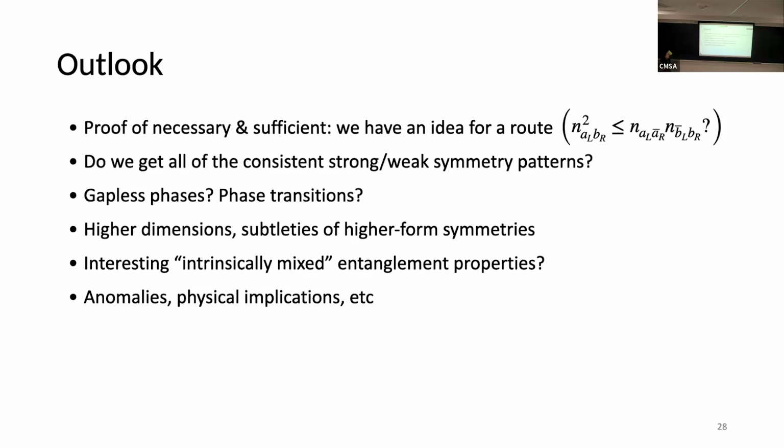And then we also can ask the question, this kind of starting off with a larger symmetry, condensing diagonal charges, does that give you all the patterns of consistent strong and weak symmetries? We don't have a proof of that, but it seems to give a large class of them. We can also study gapless and gapped phases, phase transitions, higher dimensions, higher form symmetries. These mixed states have intrinsically mixed entanglement properties that are interesting to study. And one can also ask questions about anomalies, physical implications, enforced gaplessness, things like that, that I think are interesting to explore in the future. With that, I thank you for listening to the talk.